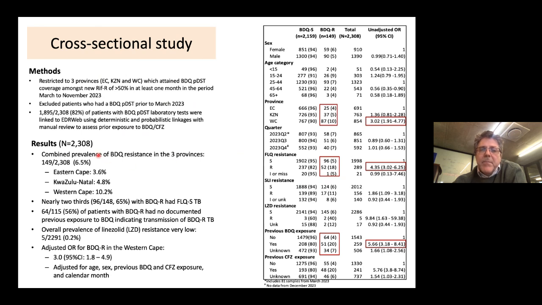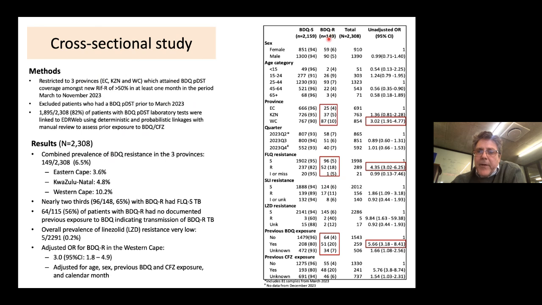So first of all, the combined prevalence of bedaquiline resistance, and remember this is patient level, not test level now, in the 3 provinces was 6.5%. So 149 out of the 2,308 were bedaquiline resistant, but there was substantial provincial variability. In the Eastern Cape, the prevalence of bedaquiline resistance was 3.6%, 4.8% in KwaZulu-Natal, and 10.2% in the Western Cape, substantially higher. I think there are 1 or 2 other things I'd like to draw your attention to.